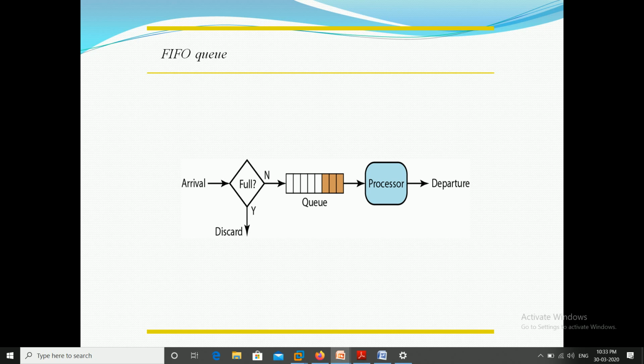Now you will see a figure on the left side. We have the arrival of a packet. If the queue is full, it is going to discard the packet, otherwise it will send the packet towards the queue. This packet queue is first in first out, which means the first packet received is the first to depart. Who is this processor? This processor is an intermediate node. Who are these intermediate nodes? These are routers.